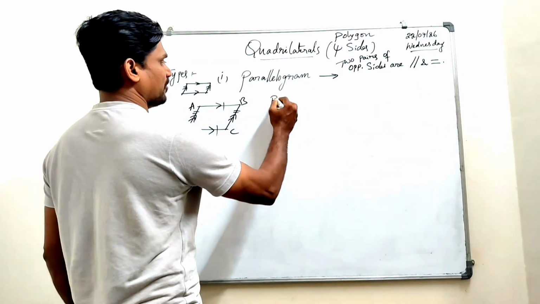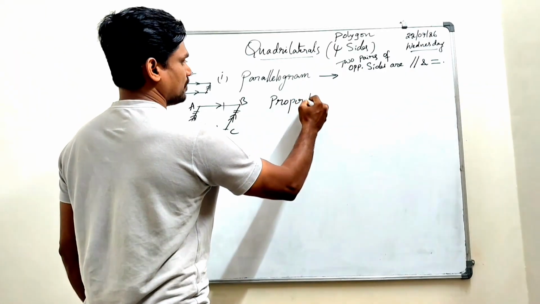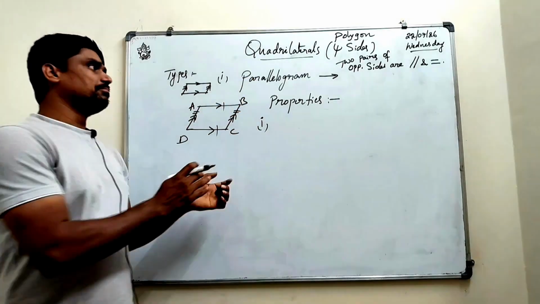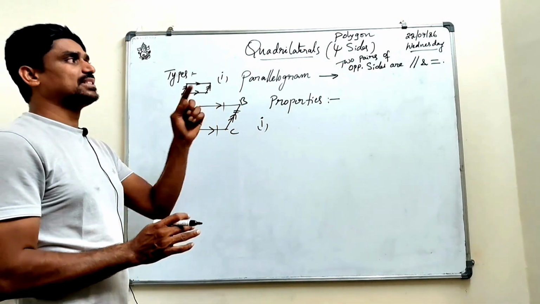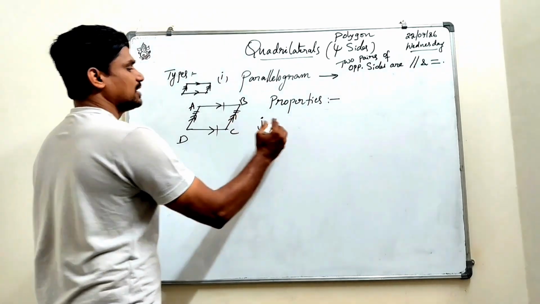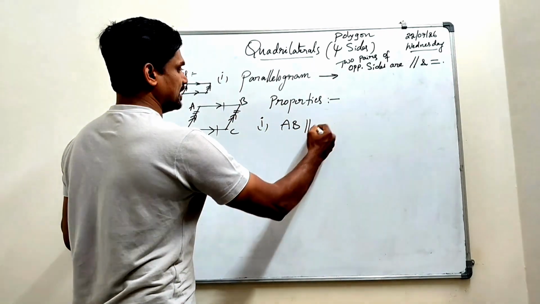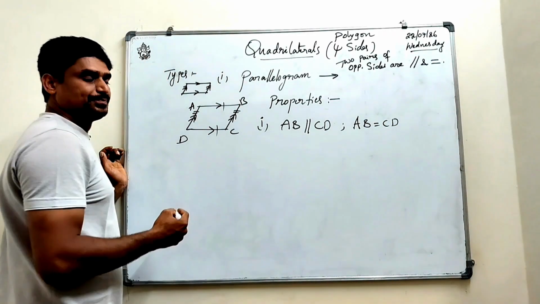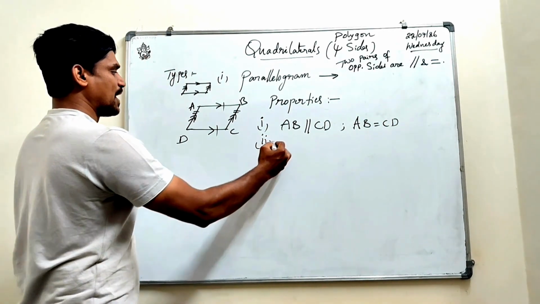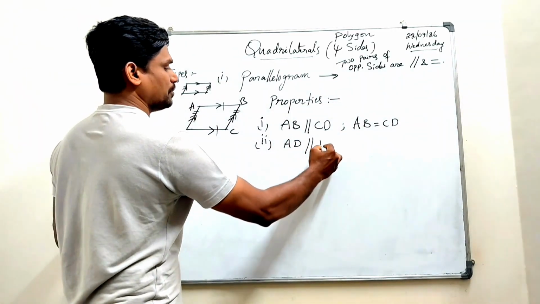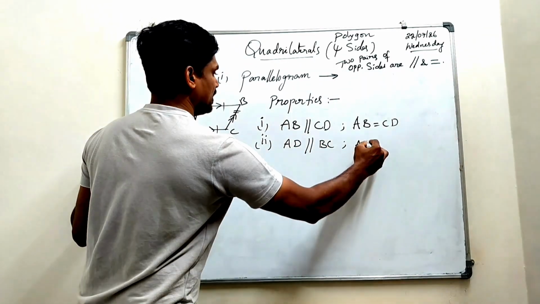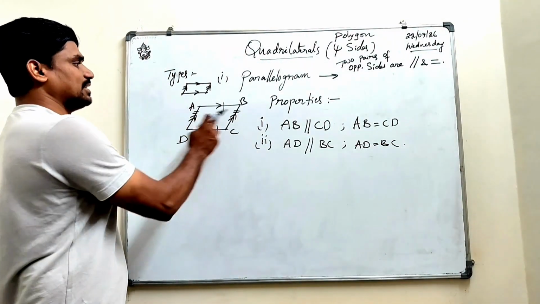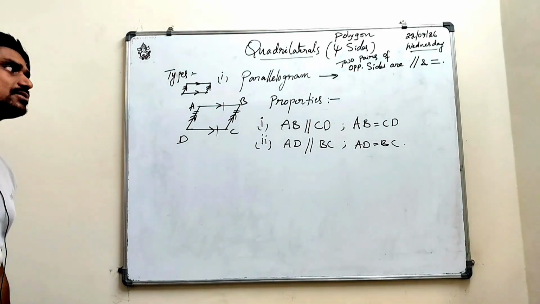We'll discuss the properties one by one. What is the first property? First we talk about the main property. That is, two pairs of opposite sides are parallel and equal. One pair is AB and CD, so AB is parallel and equal to CD. So this is the first property. Then the second property, AD is parallel to BC and AD is equal to BC. Parallel also, equal also.